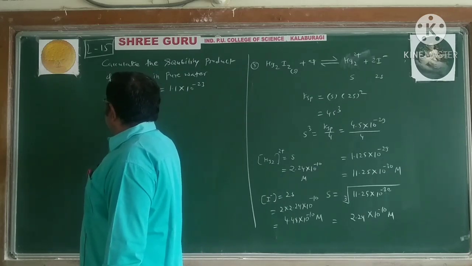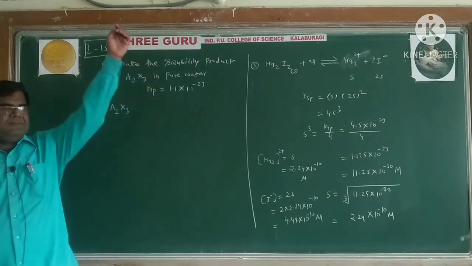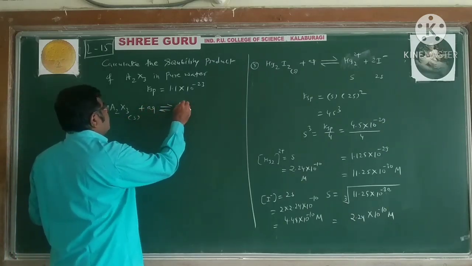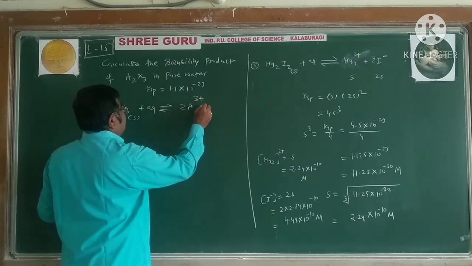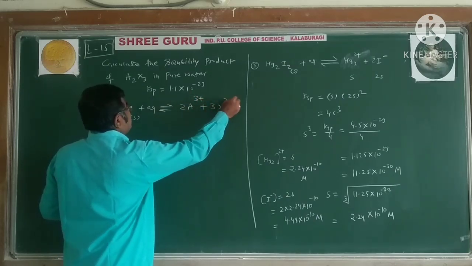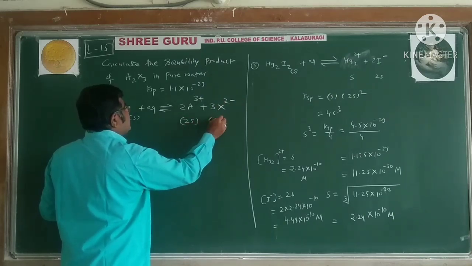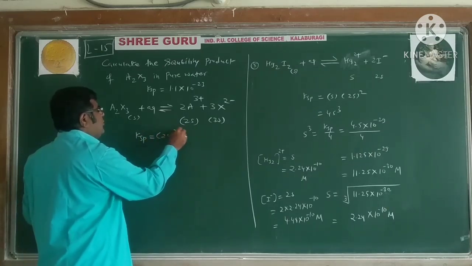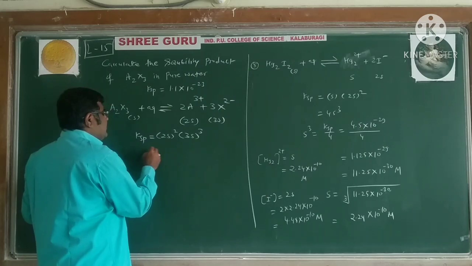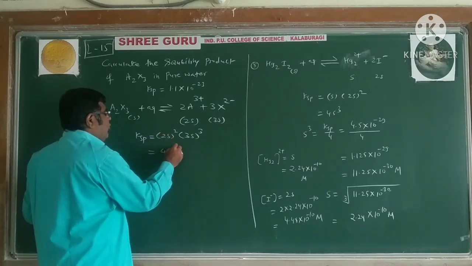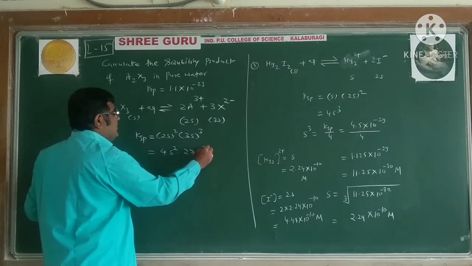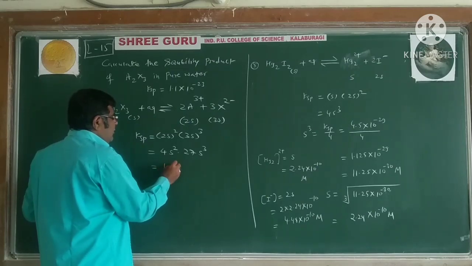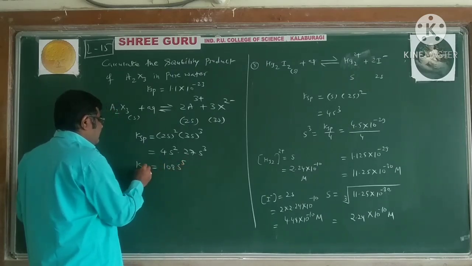So I have to dissociate this A2X3. It is 2A plus 3 and 3X minus 2. It is 2S and it is 3S. Ksp is equal to 2S square into 3S cube. So it is 4S square, 27S cube, which is nothing but 108 S5.